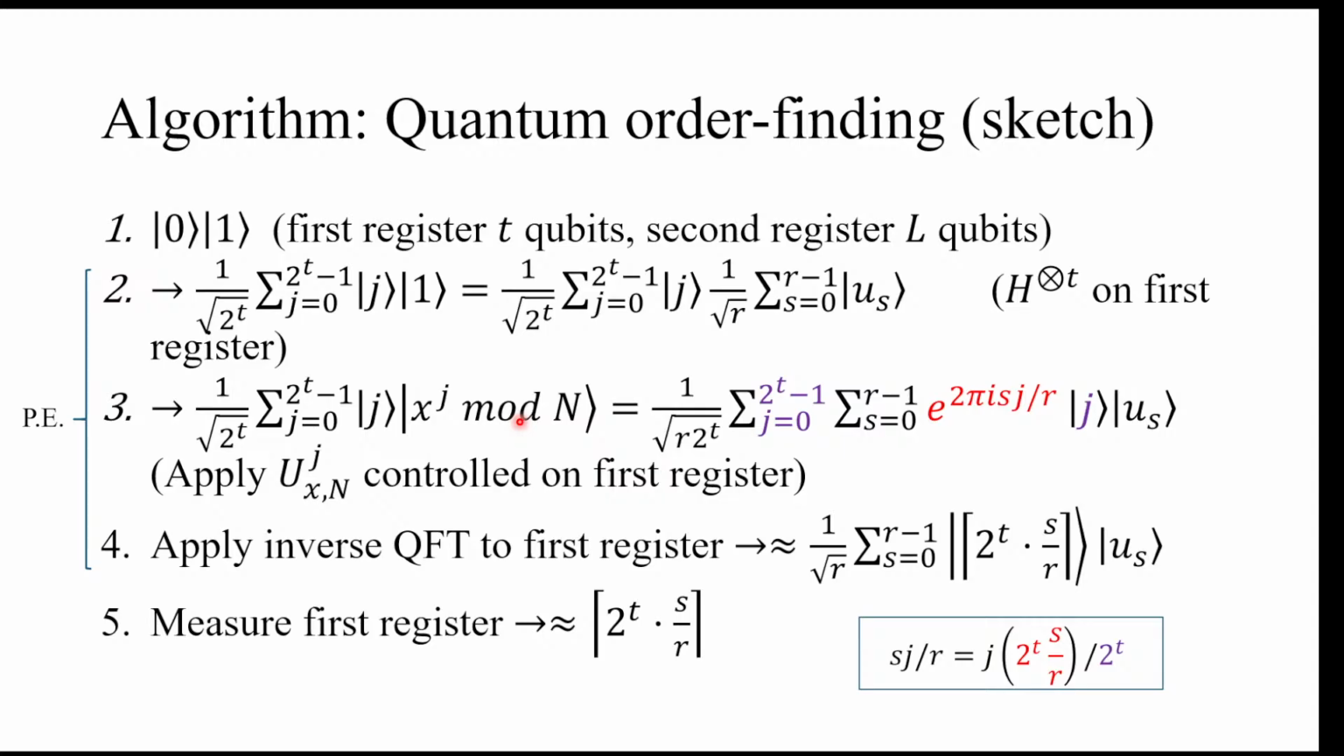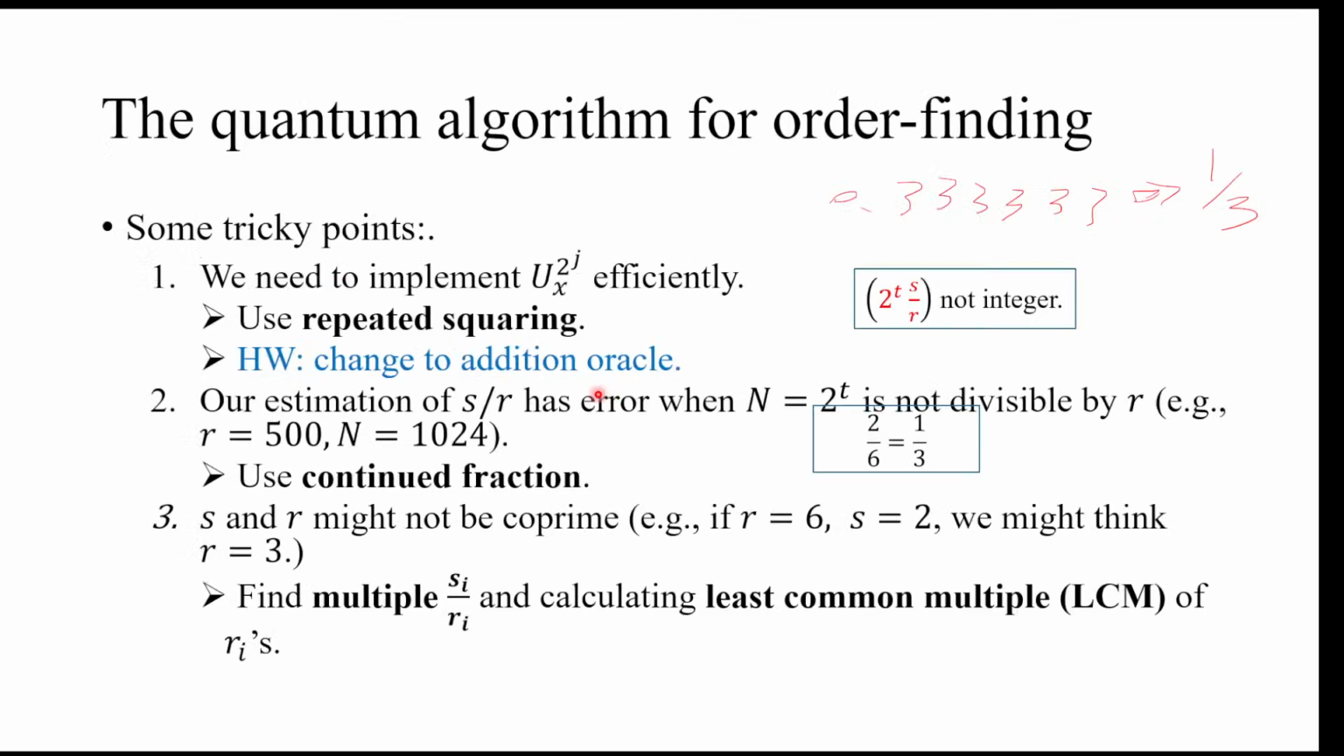Okay. So that's a bit of hint to your homework. Okay. So yeah, think about a different way to get this state here. Okay, this state, you can use the addition oracle to get this, and the addition oracle are a bit easier to construct. Okay, that's the first tricky point, and then there is a second tricky point.